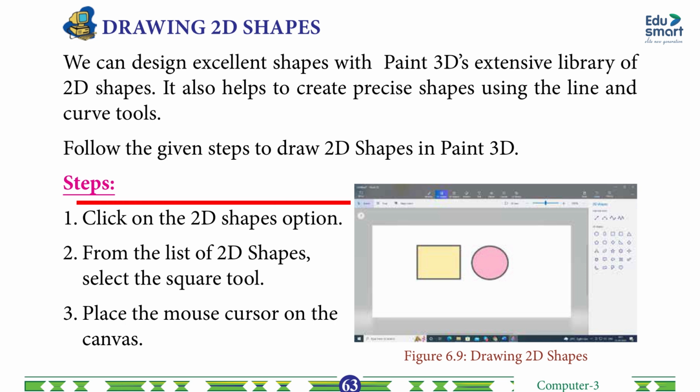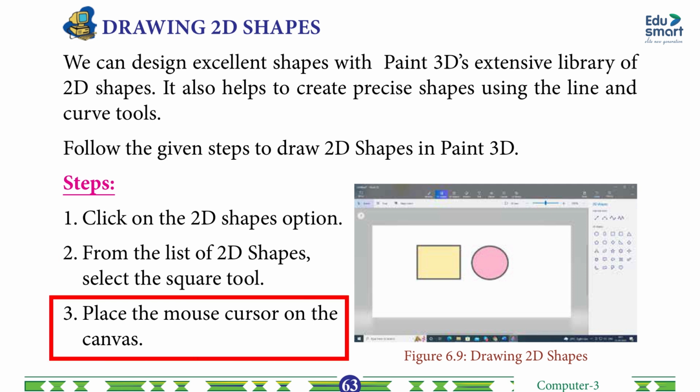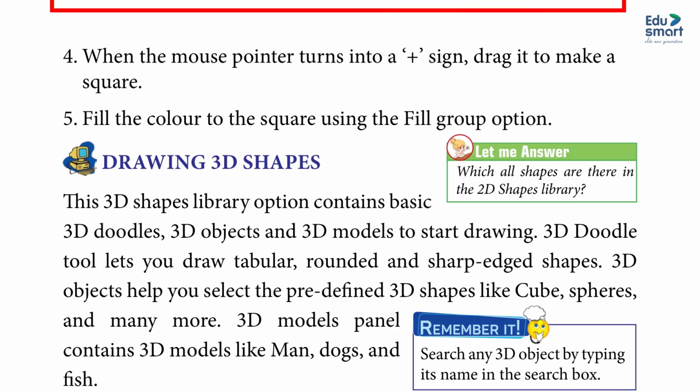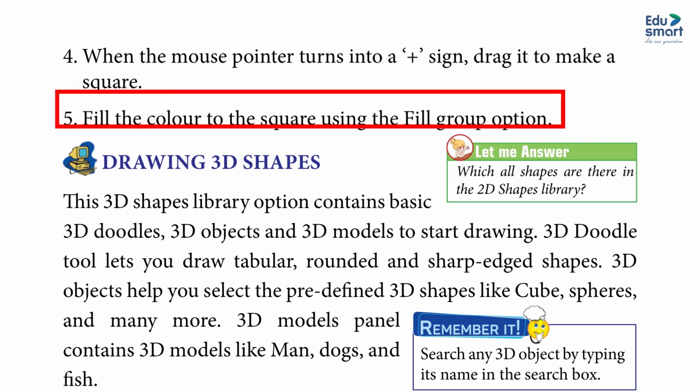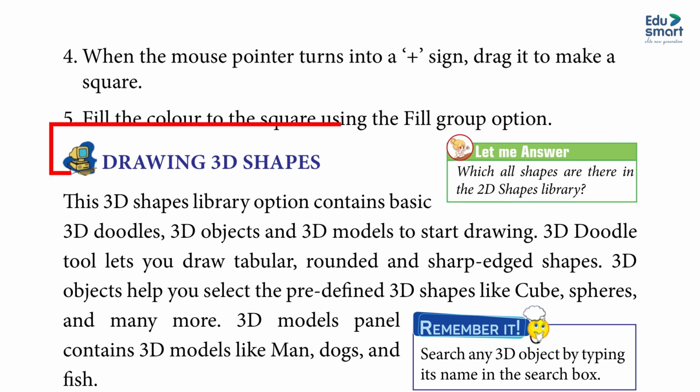Steps: 1. Click on the 2D shapes option. 2. From the list of 2D shapes, select the square tool. 3. Place the mouse cursor on the canvas. 4. When the mouse pointer turns into a plus sign, drag it to make a square. 5. Fill the color to the square using the fill group option. Let me answer. Which shapes are there in the 2D shapes library?